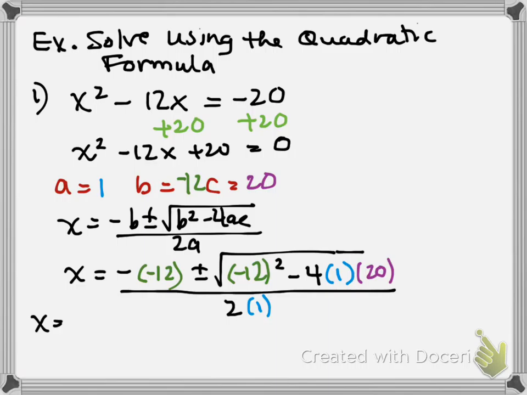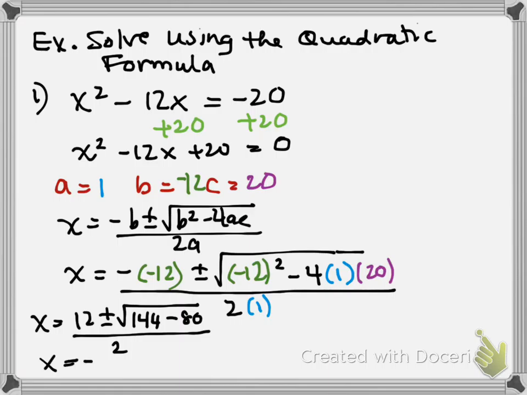So x equals 2 negatives make a positive 12, plus or minus the square root. Negative 12 squared is 144. Negative 4 times 1 is negative 4. Negative 4 times 20 is negative 80. 2 times 1 is 2. So we simplify again. We get x equals 12 plus or minus the square root. Let's see. 144 take away 80 is going to give me 64 all over 2.